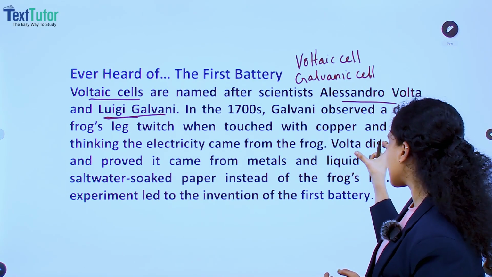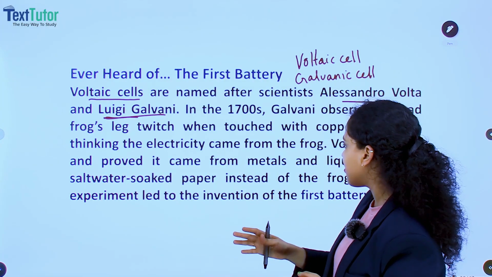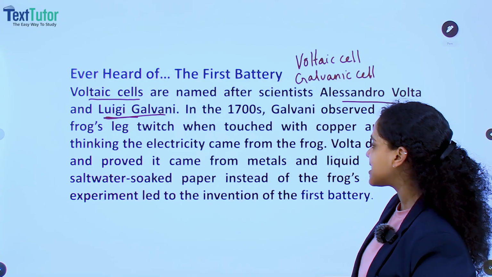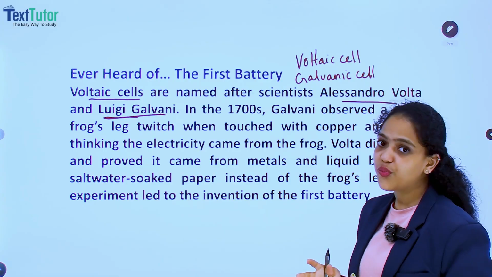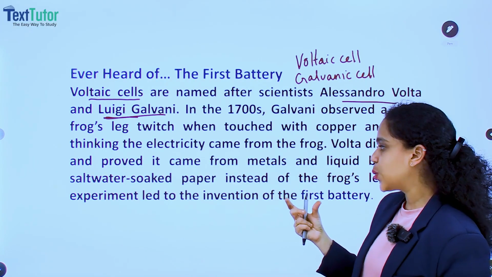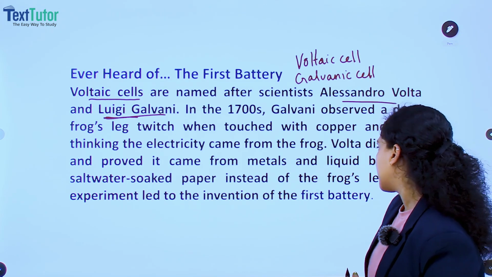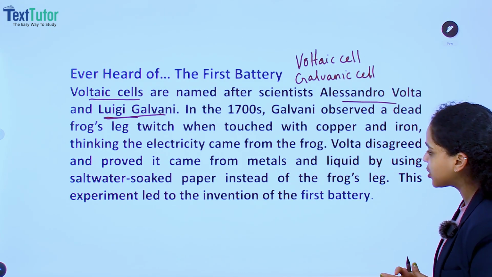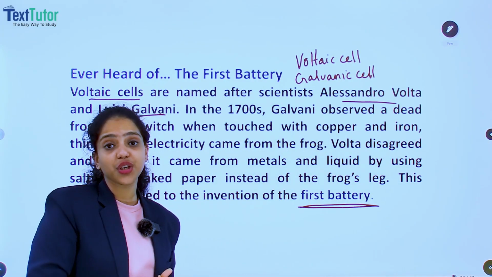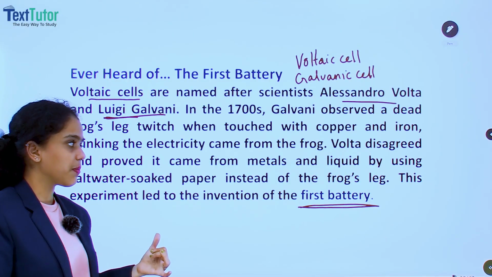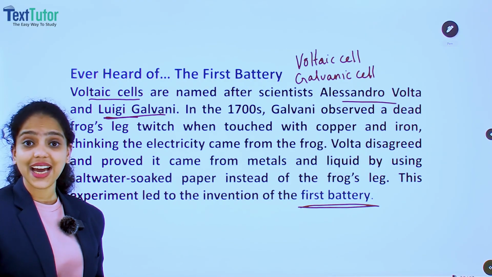Alessandro Volta disagreed with Galvani's observation, and he proved this by using metals and salt water soaked in a paper instead of a frog's leg. This experiment led to the invention of the first battery, and that battery is the voltaic cell.